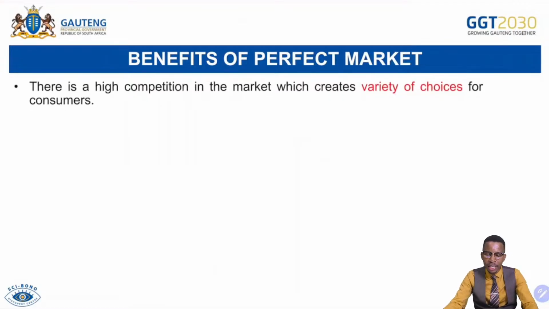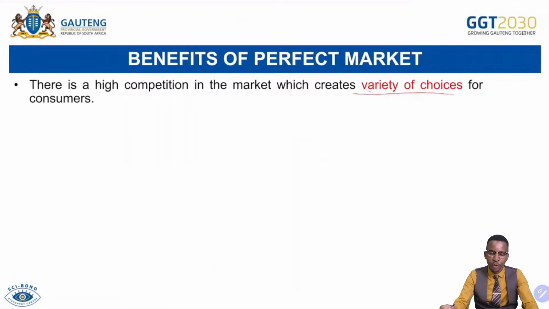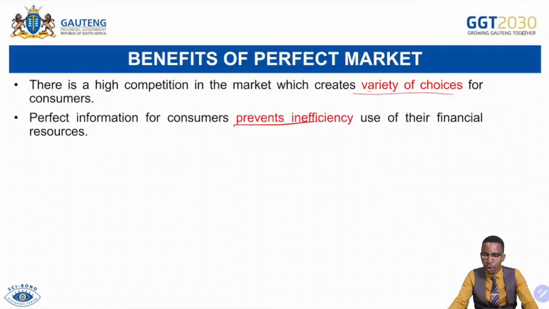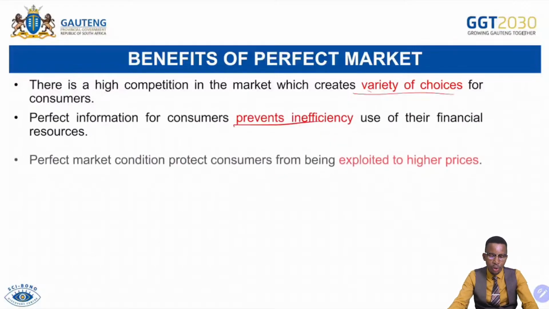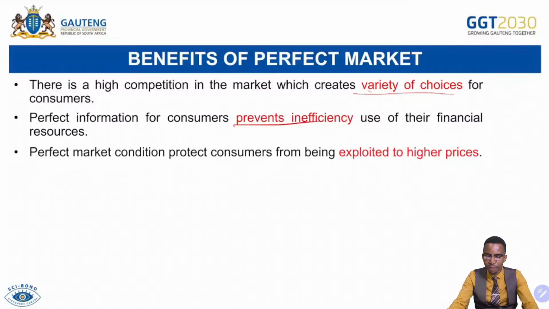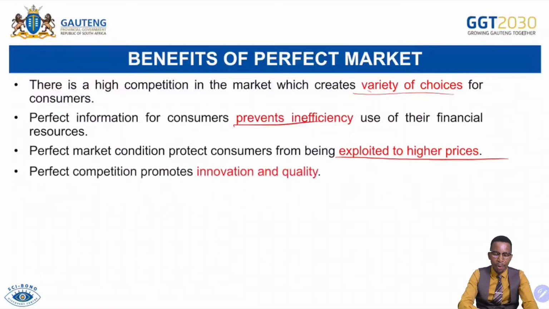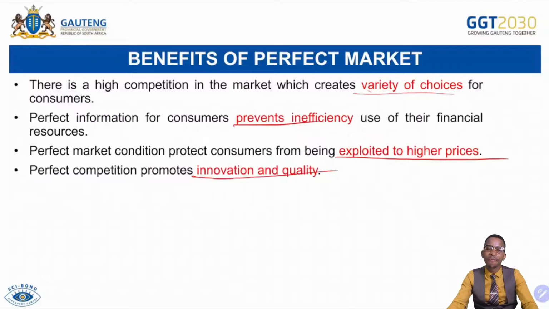There is high competition in the market, which creates a variety of choices for consumers. So consumers can choose from any supplier of their choice in the market. Perfect information for consumers prevents inefficient use of their financial resources. Also, the perfect market condition protects consumers from being exploited with high prices because they are fully informed, and with more consumers, prices are always lower. They become competitive. Perfect competition promotes innovation and quality. Firms find themselves encouraged to be innovative and creative, which promotes the quality of goods and services.